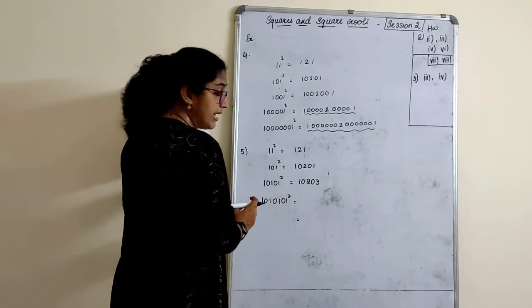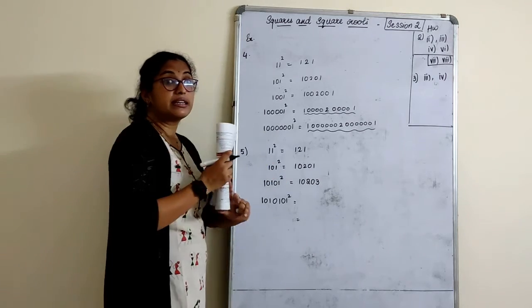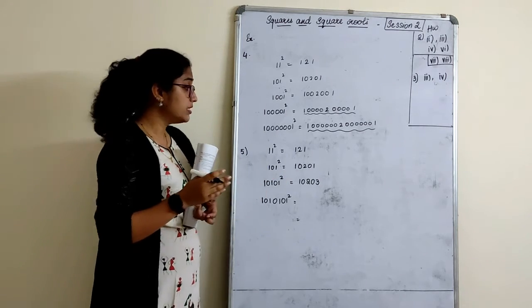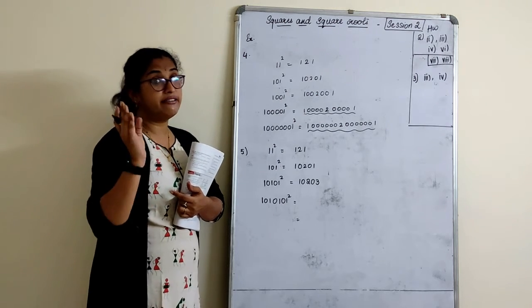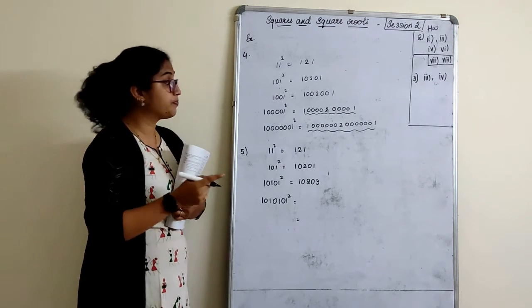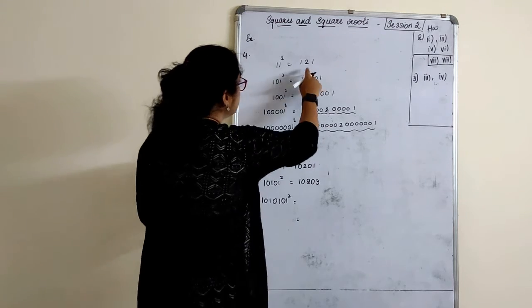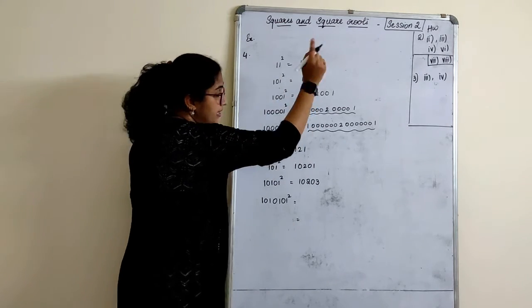Now 03 we have written, but that should be a type of a palindrome. Now what is a palindrome? The numbers what you read from left to right and right to left should read the same. Now look at the numbers here.